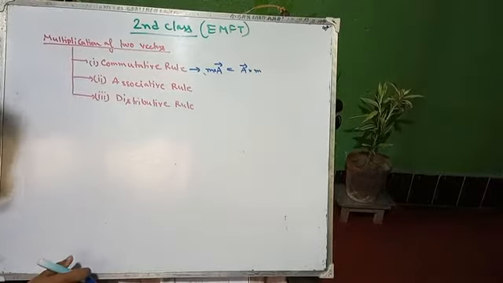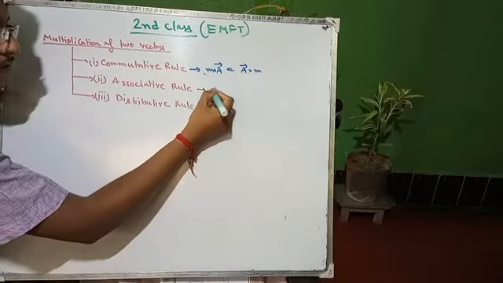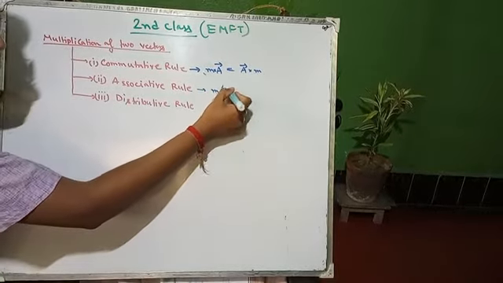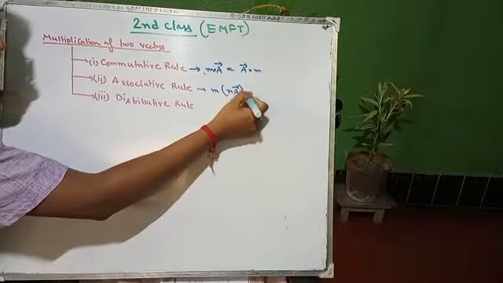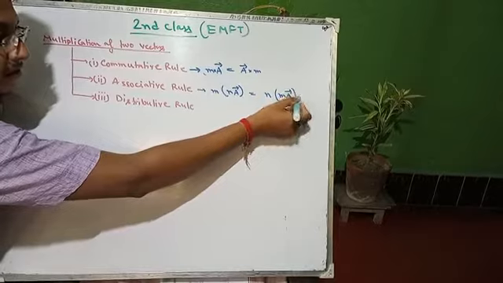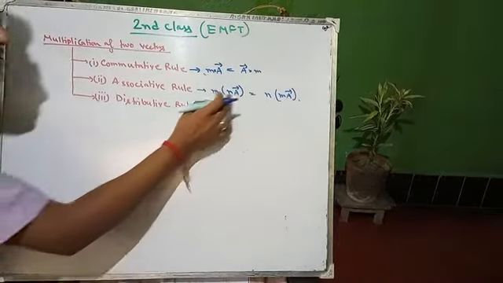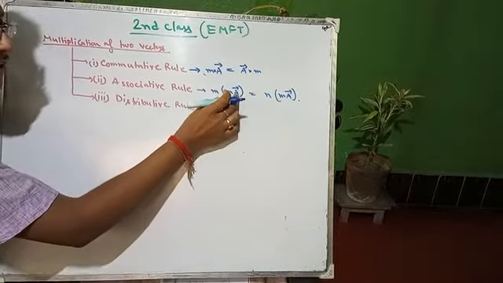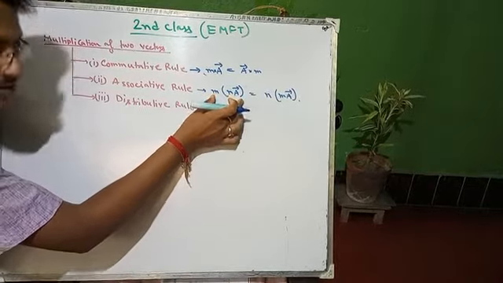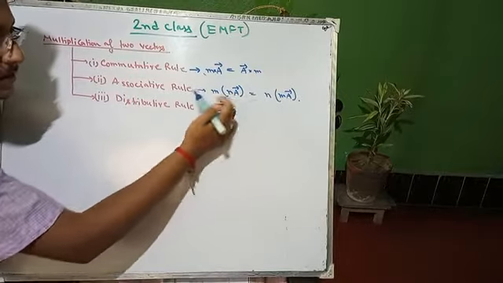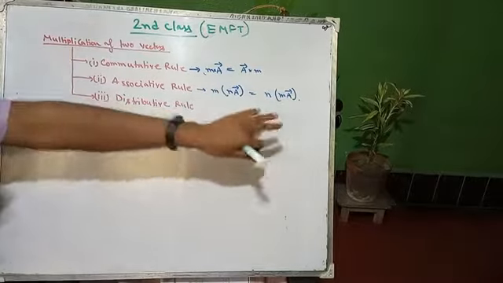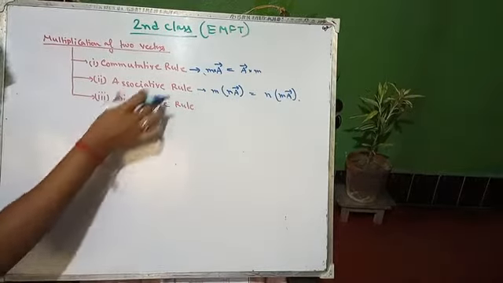Next one is the associative rule. What is the associative rule? If we consider two scalars m and n, then m into n a vector equals n into m a vector. If we first associate scalar n with vector a, then multiply with scalar m, whatever the result, it will be exactly equal to replacing m and n. Then we have the same results. So this is called the associative rule.